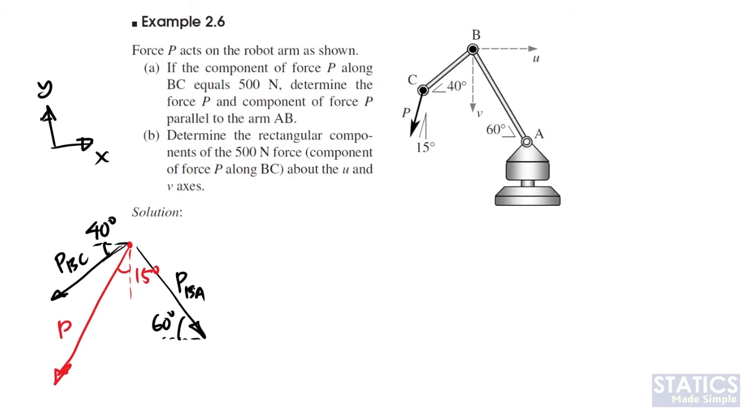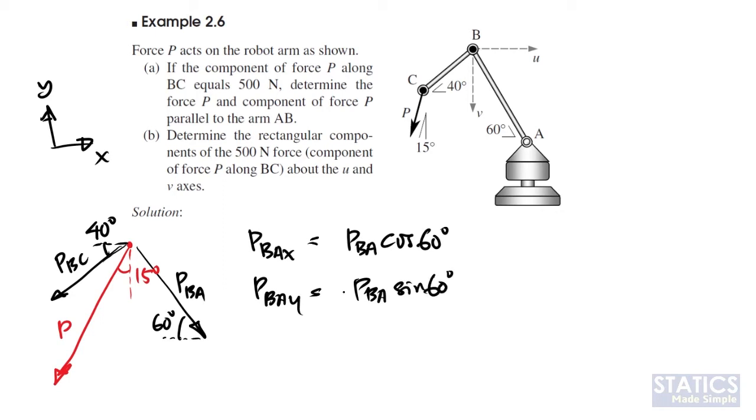Lastly, we will look into PBA. Component of PBA along x is given by PBA cos 60 degrees, while component of PBA along y is given by PBA sine 60 degrees. The sign here is negative. PBA x has a positive sign. To prove it, again, I will draw the component of PBA here. So this is your PBA along x and this is your PBA along y.